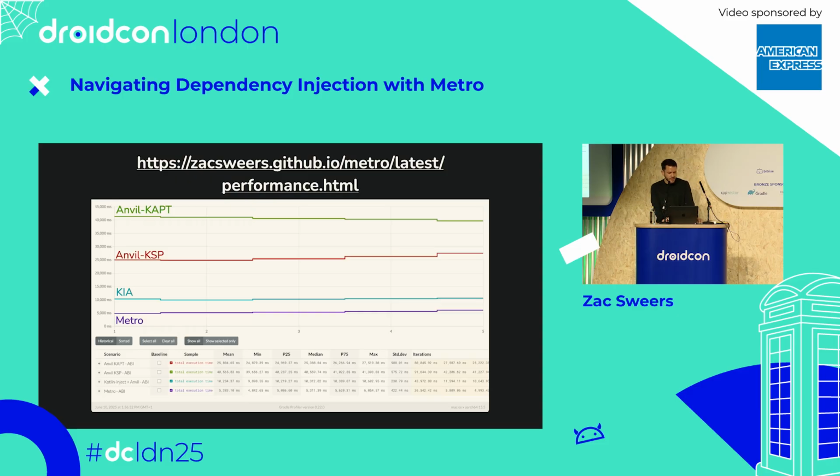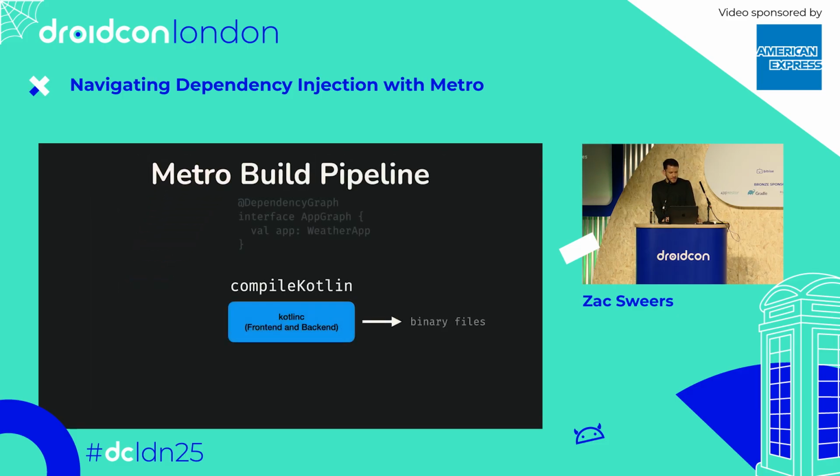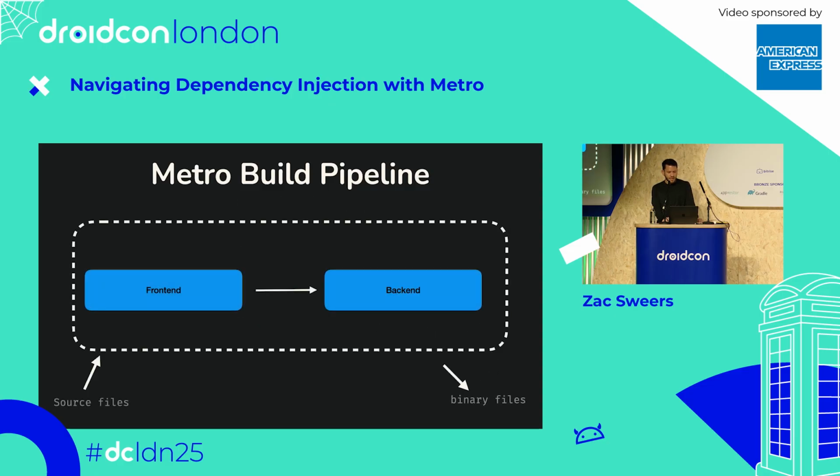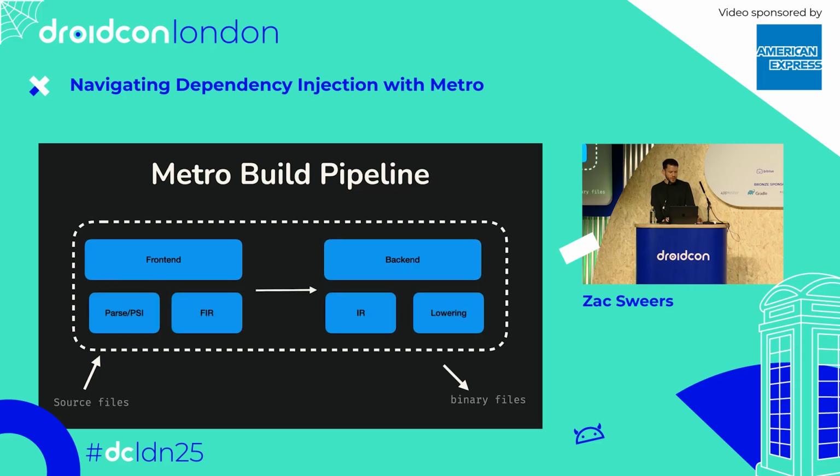So let's explore the phases of this compiler. There's 2 primary phases in the Kotlin compiler. We have the front end and the back end. Each of these have roughly 2 interphases with a translation layer in between. Let's break these down in order and what Metro is doing in each.